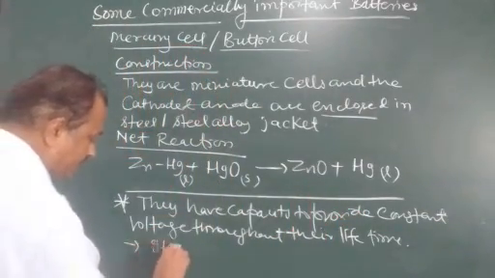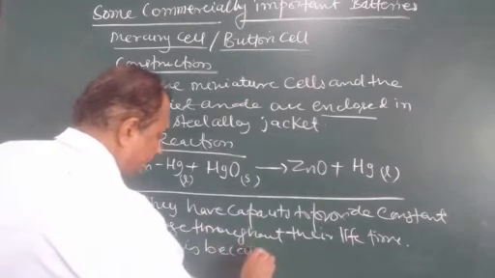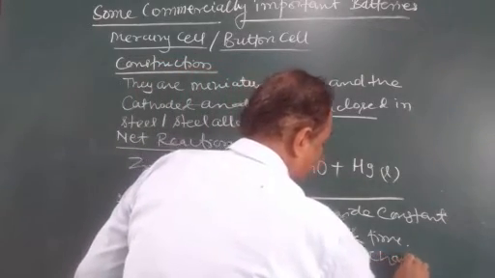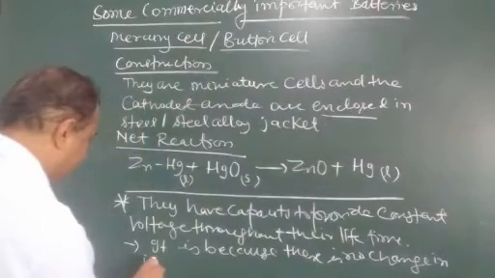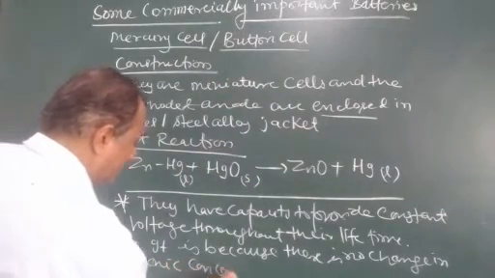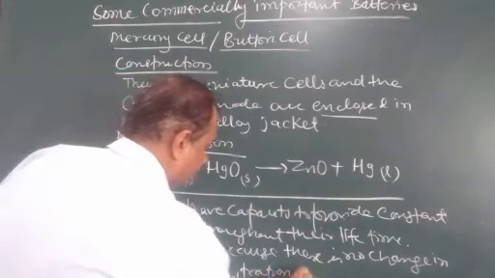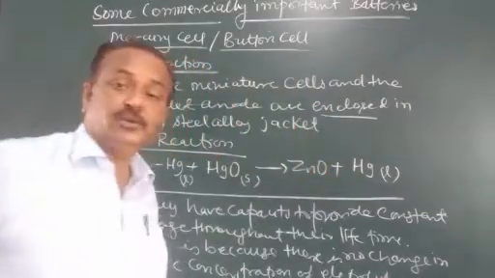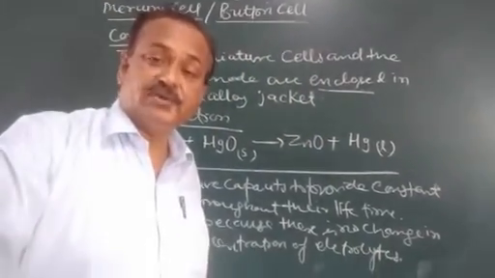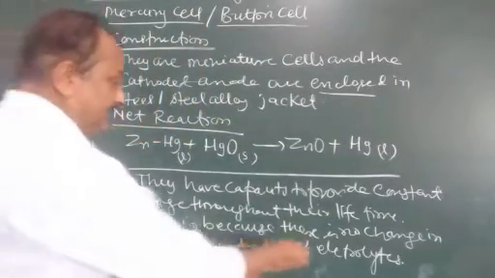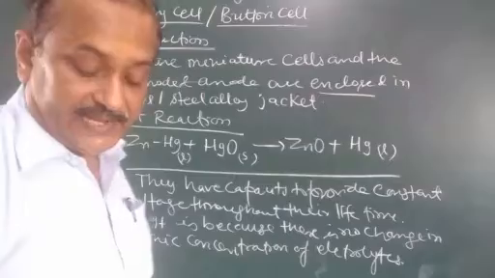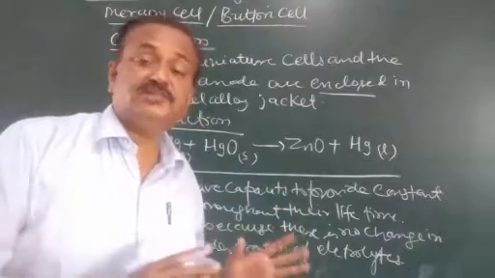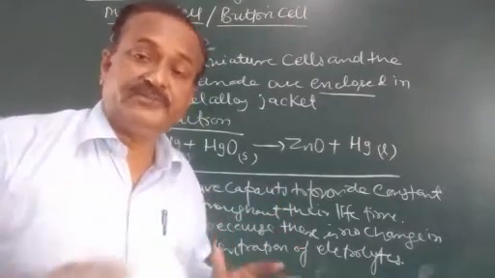The answer is that there is no change in the ionic concentration of the electrolytes, and as a result, they are able to provide constant voltage throughout their lifetime. So this is all about the two types of primary cells we have to study.